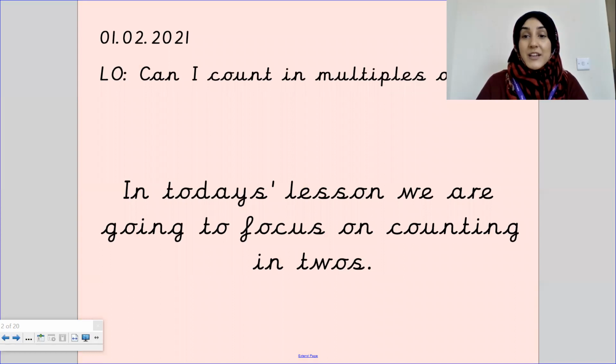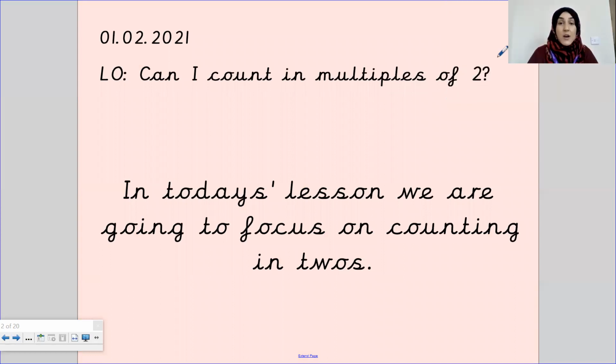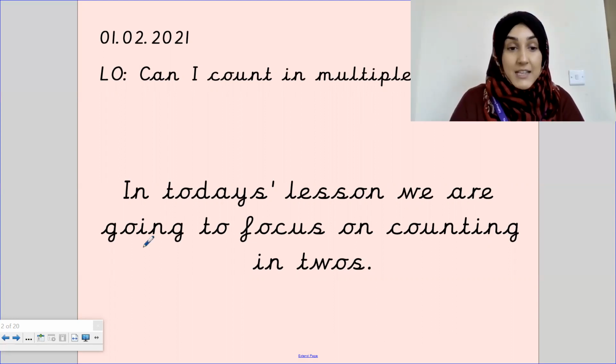Right, our learning objective today is, can I count in multiples of 2? Can I count in multiples of 2? Well done. We are going to be focusing on counting in our 2's in this lesson.